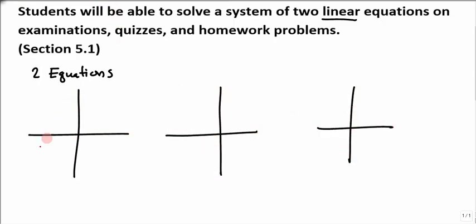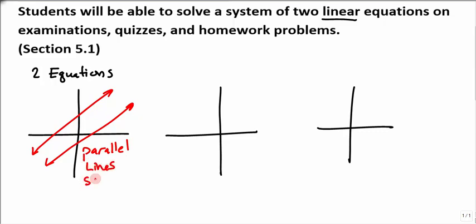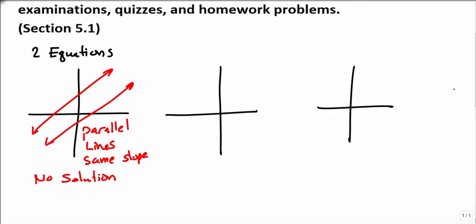We could have two equations that never touch. These are called parallel lines. Parallel lines have the same slope, don't forget. And here we have zero solutions, or no solution to the system. The system is these two equations. And if we have no solution, this is called an inconsistent system. So that's one situation that we could have.